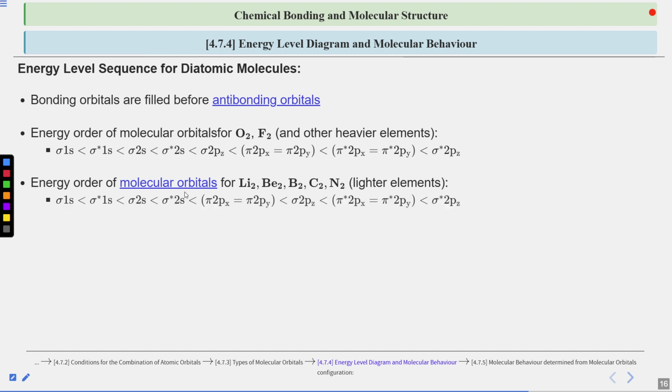What is that order? So we have sigma 1s, sigma star 1s, sigma 2s, sigma star 2s. But after that, instead of the sigma 2pz, we have the pi 2px. Okay, clear? Then after that, we have the sigma 2pz. Is it clear to you? So it's very important to understand this.